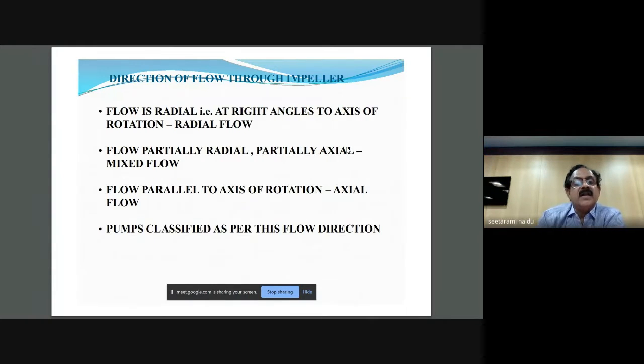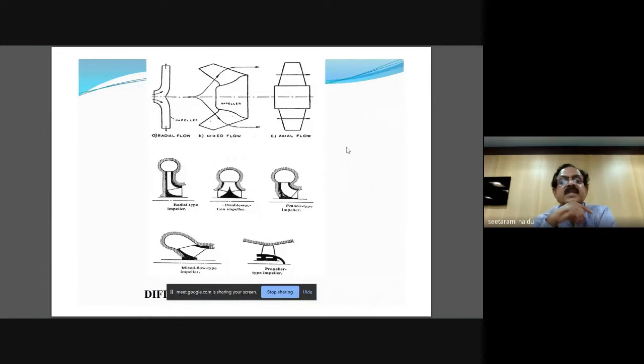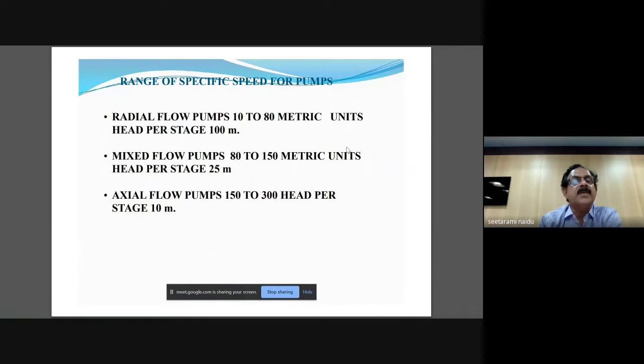Okay, in radial, the flow is transverse to the axis of rotation. In axial, it is parallel to the axis of rotation, and mixed is in between. This is the radial, you can see, this is mixed, and axial is along the shaft. This is the typical structure of these three types of pump impellers.